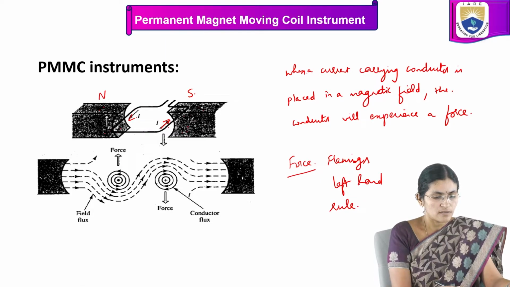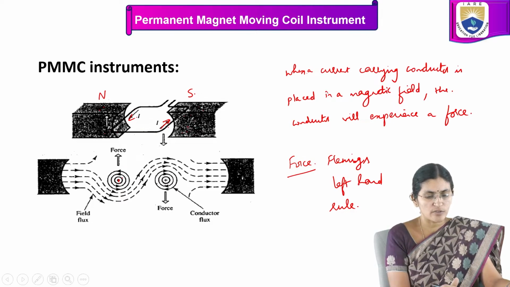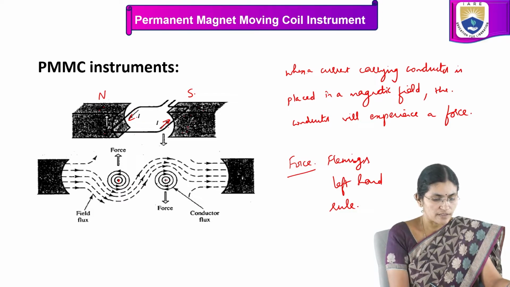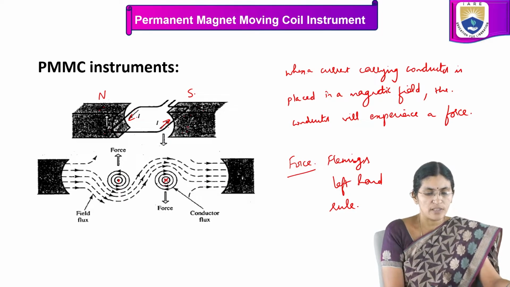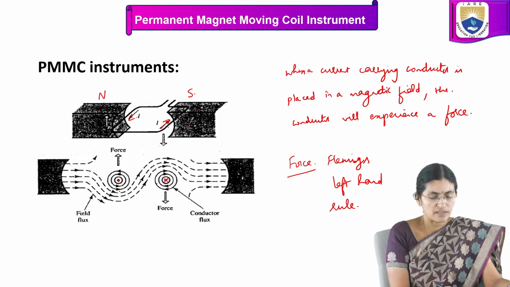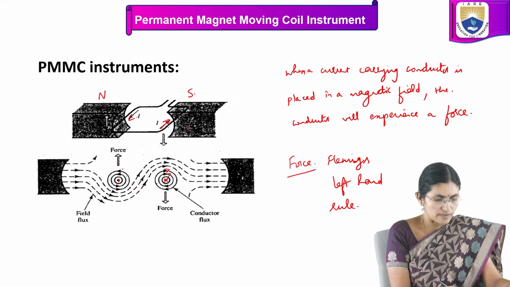So consider this as the conductor, or this side of the coil, which is carrying current. It is represented by a dot here. Dot means the current direction is towards us, whereas here it is represented by a cross, as this side of the coil has current flowing away from us. The direction of the magnetic field will be anti-clockwise in this conductor, whereas it will be clockwise in this conductor, as you can see here.